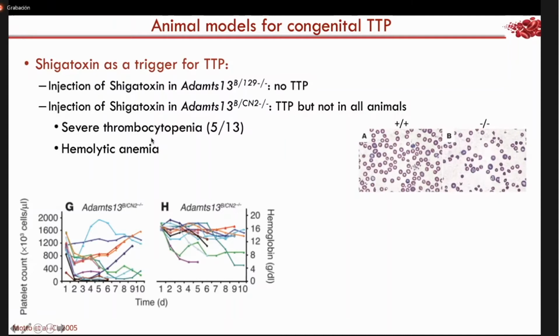So why do they have TTP? Because they have severe thrombocytopenia in 5 of the 13 mice. So here you see with the different colors, the different mice, the platelet count, and you see that in the mice here, you have severe thrombocytopenia, while in the other mice, the platelet counts were higher or even did not change. And also in some mice, you see a decrease in hemoglobin, reflecting the hemolytic anemia, and you see in some of the knockout mice the schistocytes appearing, also reflecting the hemolytic anemia. So some mice developed TTP.